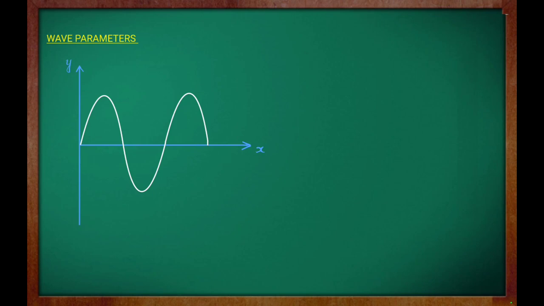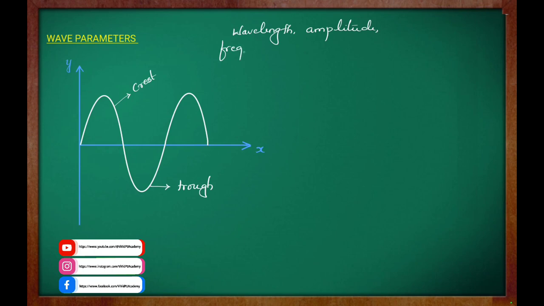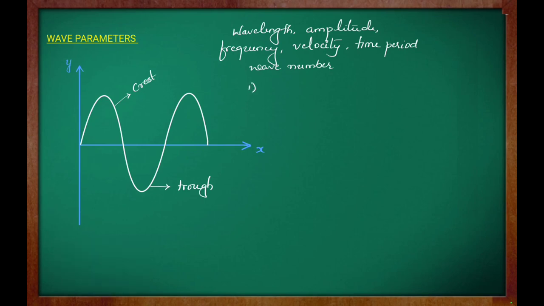As you can see, here I have considered a wave. The upper part here in the positive y direction is the crest of the wave, and the lower part is known as the trough. There are different parameters that define a wave, and these parameters are wavelength, amplitude, frequency, velocity, time period, and wave number. Now let us see what these parameters are one by one.